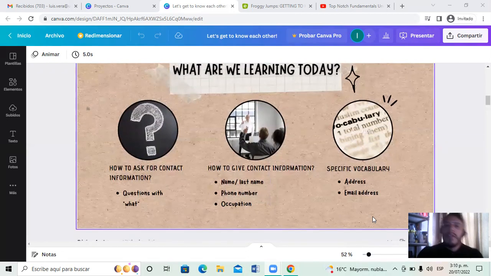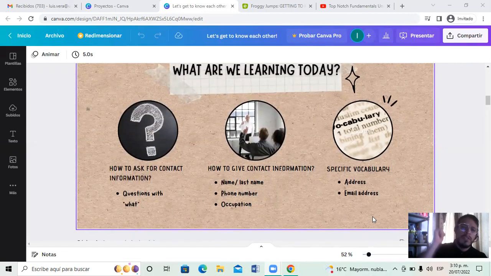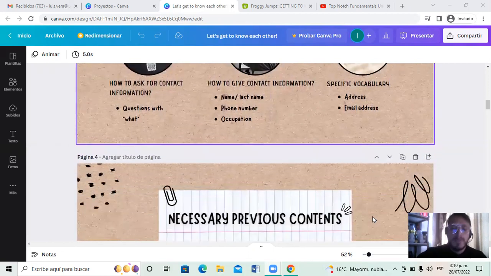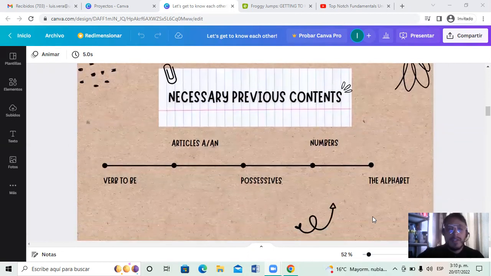But to go through this lesson, it is necessary to have some previous knowledge. Algún conocimiento previo que necesitamos para esta lección vendría siendo el siguiente, okay? Number one, verb to be. Number two, articles, a and an. Number three, possessives, my, your, etc. Number four, numbers. And finally, the alphabet. It is necessary to study all of these contents to be able to give contact information. Para dar información de contacto es necesario estar al tanto de estos contenidos que les acabo de mencionar.